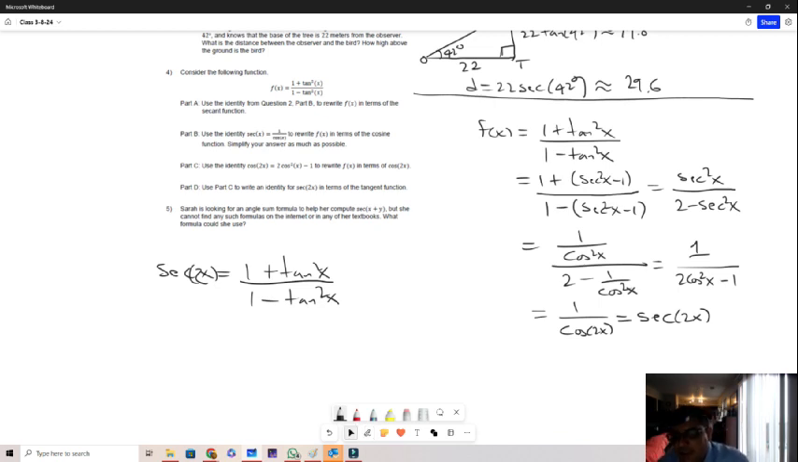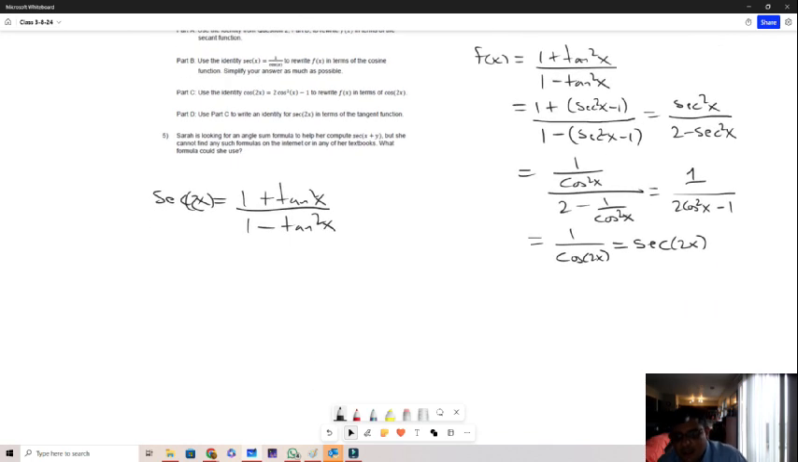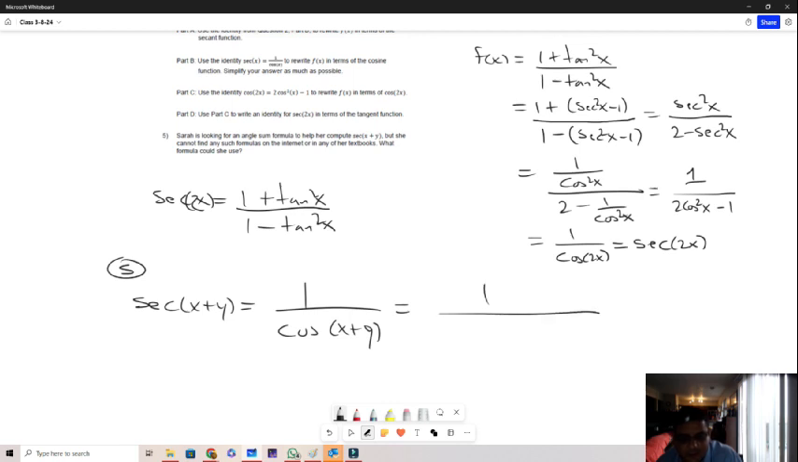Okay, so in the last part it says Sarah is looking for an angle sum to help her compute secant of x plus y. So notice that this is something that we can get from here, probably from just a similar process that we got to do here. But if we're doing secant of x plus y, notice that this is just going to be 1 over cosine of x plus y. And then all this is going to depend on the formulas that we already have for cosine.